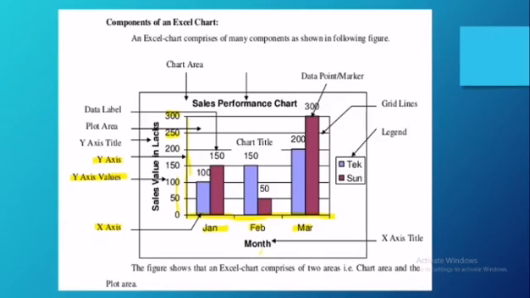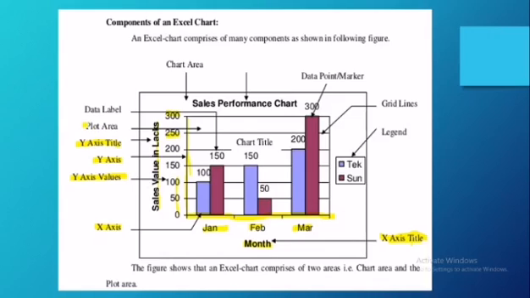Now after this, to this category axis or the x-axis, a title is given, that is month over here. So this is known as x-axis title. You can understand it like this, that the title which is given to x-axis is known as x-axis title. In the same way, the title which is given to y-axis is known as y-axis title. Here sales value in lakhs is the y-axis title because this title is given to y-axis.